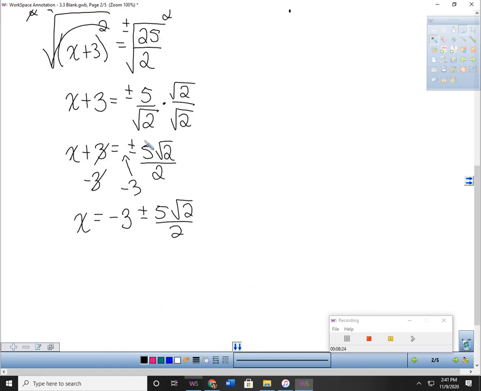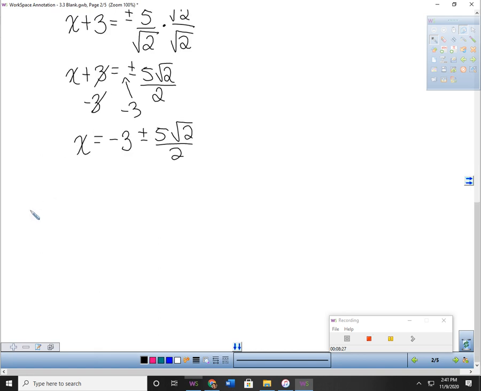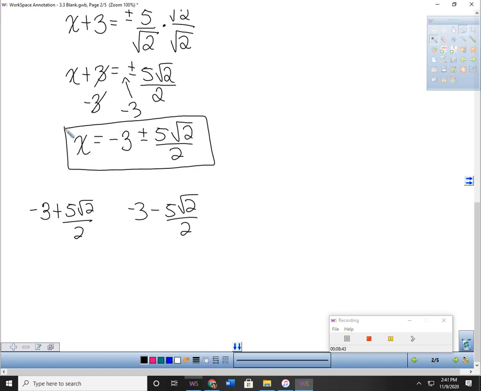And that represents 2 answers, okay? I have negative 3 plus 5 square roots of 2 over 2. And then I also have negative 3 minus 5 square roots of 2 over 2. Okay, you may leave it like this, just so long as you know that that represents 2 separate answers, right?